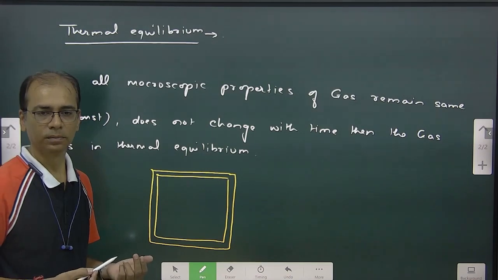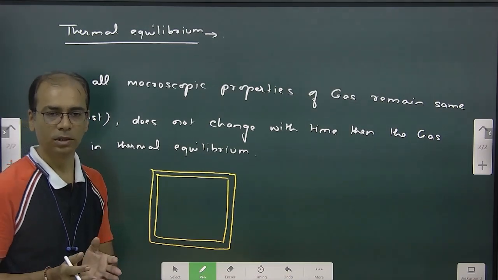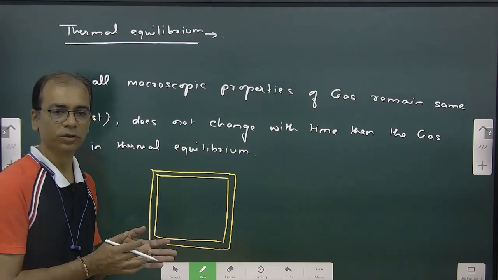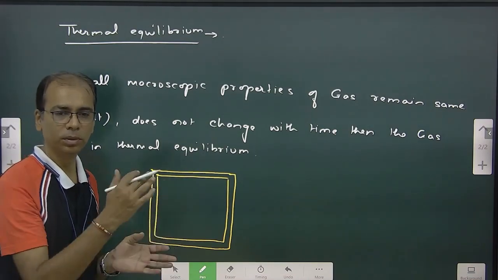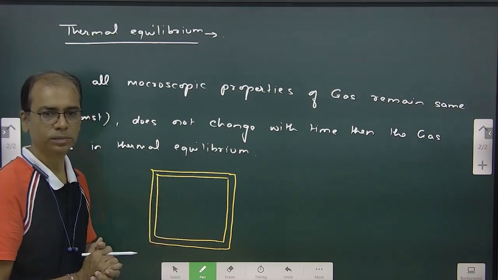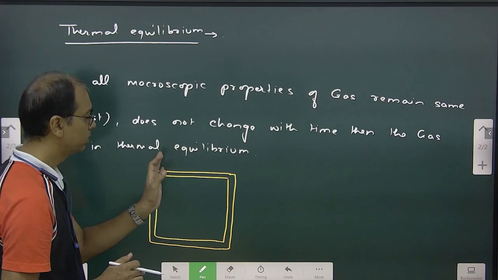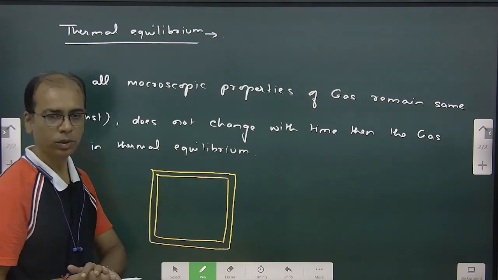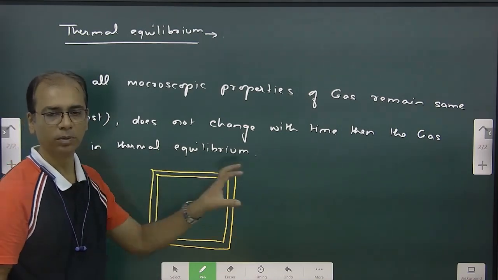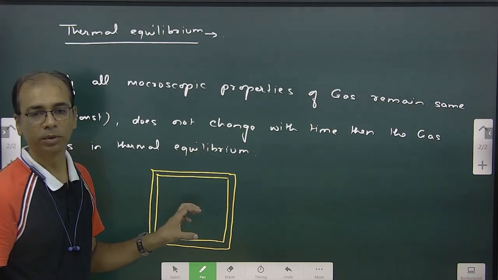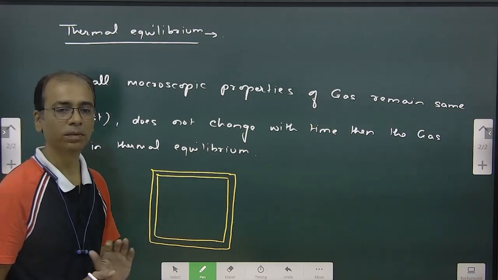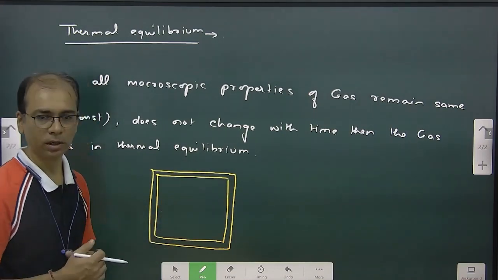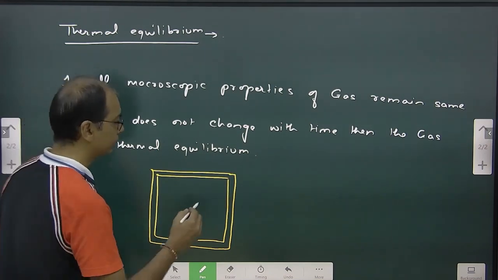Because we all know that heat is energy, and this energy flows from higher temperature to lower temperature. If higher temperature is outside, it would like to come in, and if higher temperature is inside, it would like to go out. So what we have done is we have made this an insulated container.